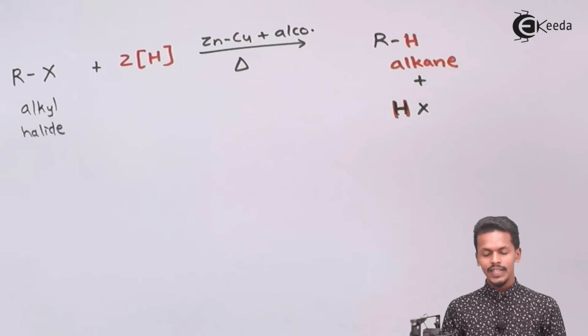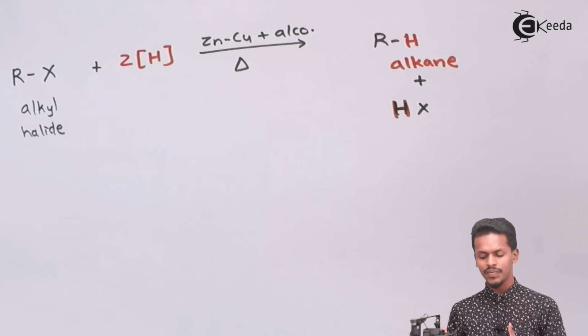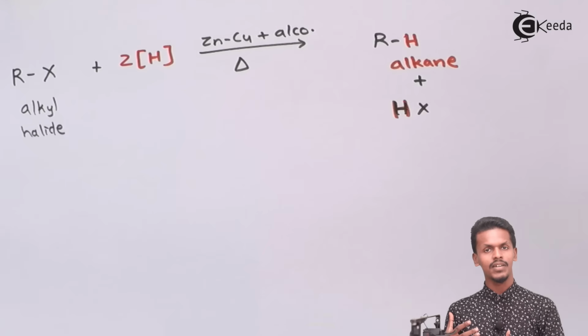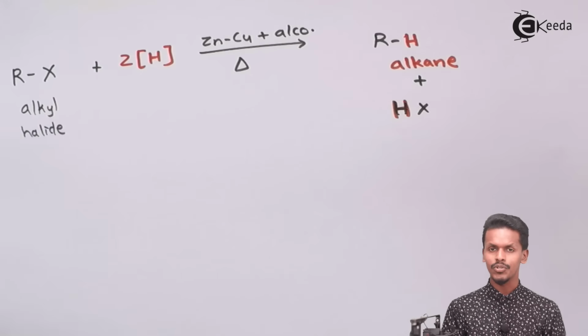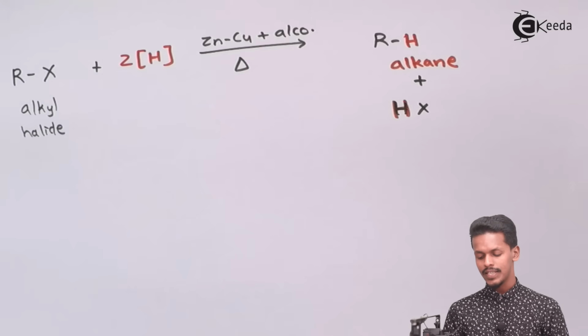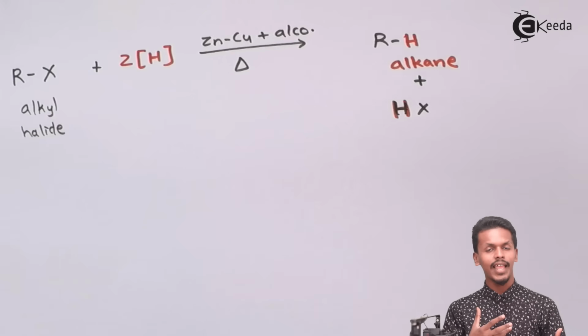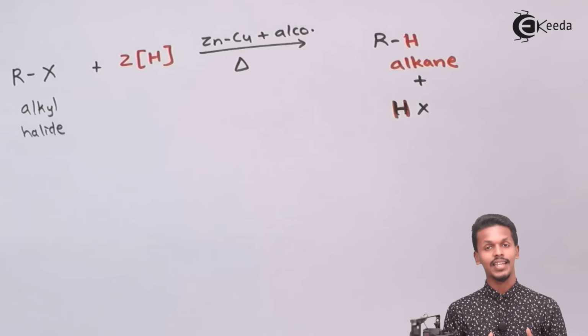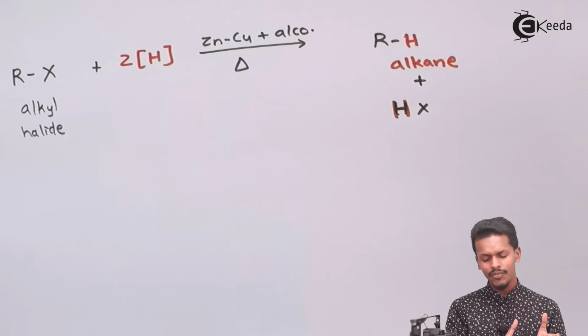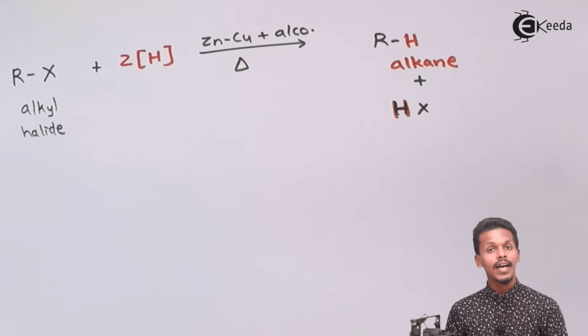Now this hydrogen atom that we have got is because of the zinc copper couple that has been reacted with alcohol. And as we know, when sodium is reacted with alcohol, it produces hydrogen, hydrogen in a gaseous phase. So in this case, basically the zinc couple reacts with the alcohol to form nascent hydrogen atoms, basically highly reactive hydrogen atoms that would react with alkyl halide so as to form alkane.